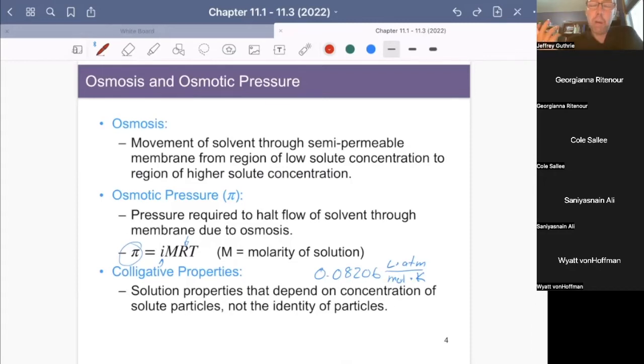Okay, so a colligative property is a solution property that depends on the concentration of the solute particles. Another way to say that is it depends on the number of solute particles. Solute being sodium chloride or calcium chloride or some kind of salt, and not the identity. It doesn't matter whether it's calcium or sodium or potassium. It just matters how many particles are actually in the solution.